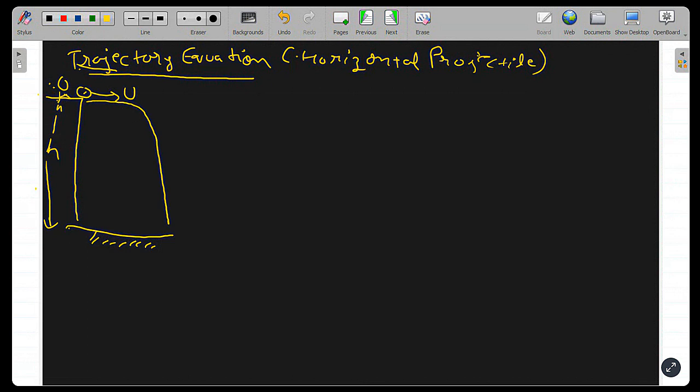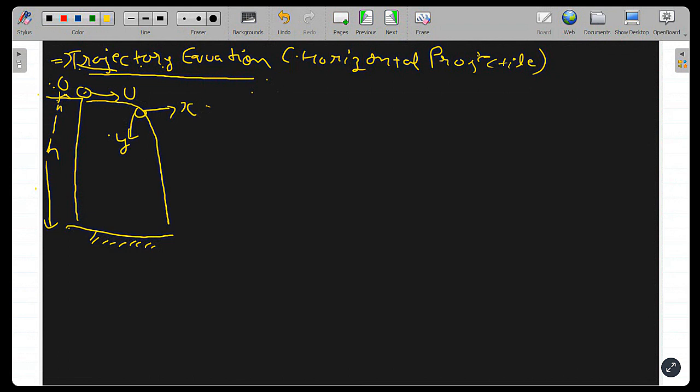Now we need to calculate the relation between the motion in x component and y component. Okay, कैसे करेंगे? How will you calculate a relation between x component of the motion and y component of the motion? Trajectory basically means to calculate the path followed by the particle. How will you calculate the path followed? If you calculate the relation between the motion in y direction with the motion in x direction, you can calculate the path followed by the particle.